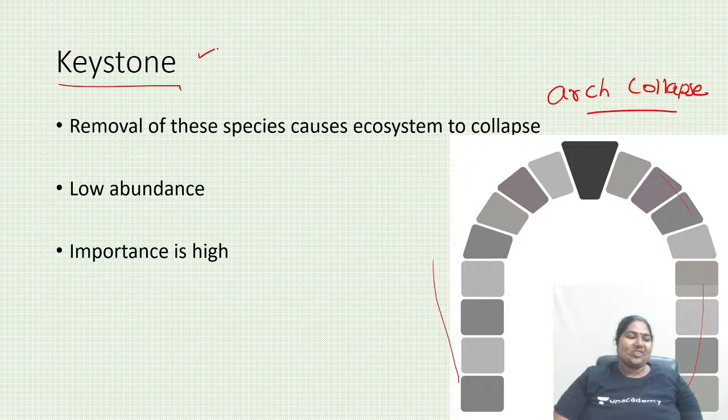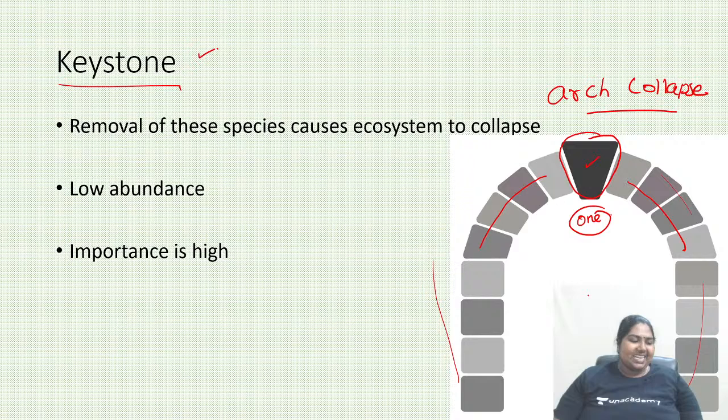What is that stone? It is going to be this black fellow. How many black stones are there? Only one, no? Yes, absolutely. So, correct. This is what is called the keystone, because if you remove this, all these are going to fall down. This is also going to fall down. Correct, everyone.